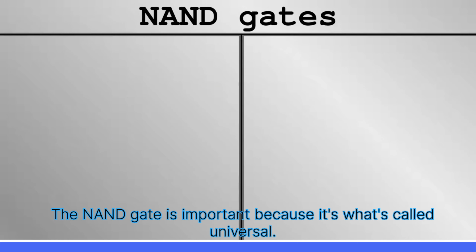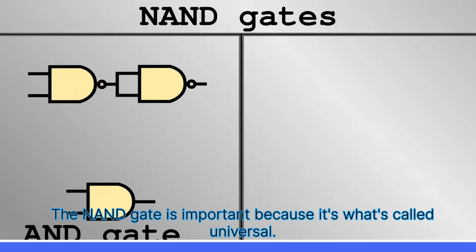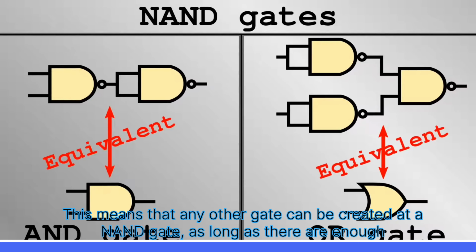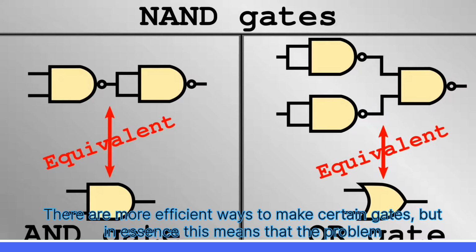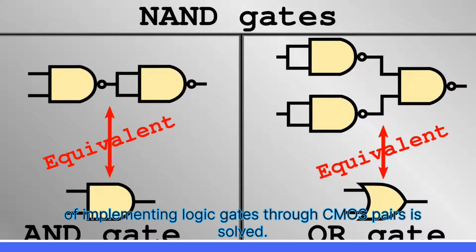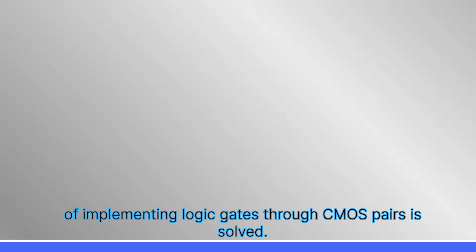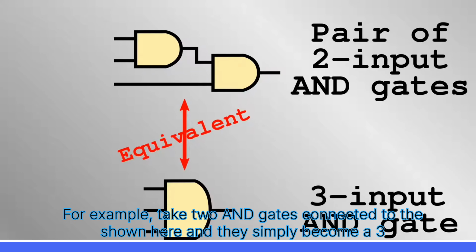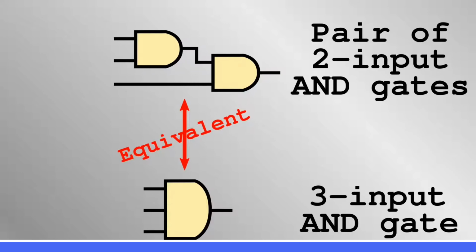The NAND gate is important because it's what's called universal. This means that any other gate can be created out of NAND gates as long as there are enough of them. Now there are more efficient ways to make certain gates, but in essence this means that the problem of implementing logic gates through CMOS pairs is solved. There are also gates with 3, 4, or as many inputs as necessary. For example, take two AND gates connected as shown here, and they simply become a 3-input AND gate, and so on and so forth.